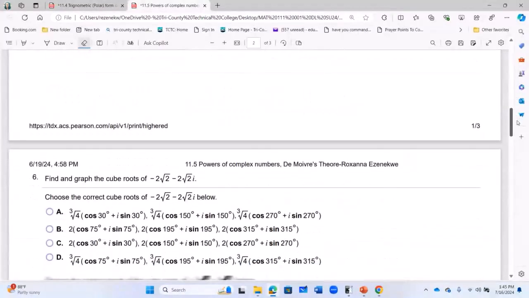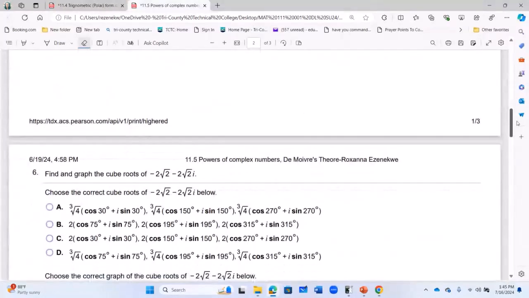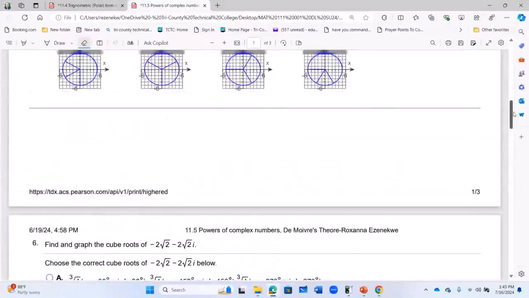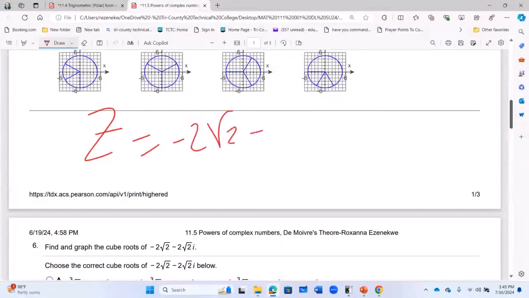First of all, you want to convert that function. Let's convert that function, the function given to us. So we have z equal to negative 2 root 2 minus 2 root 2 i.